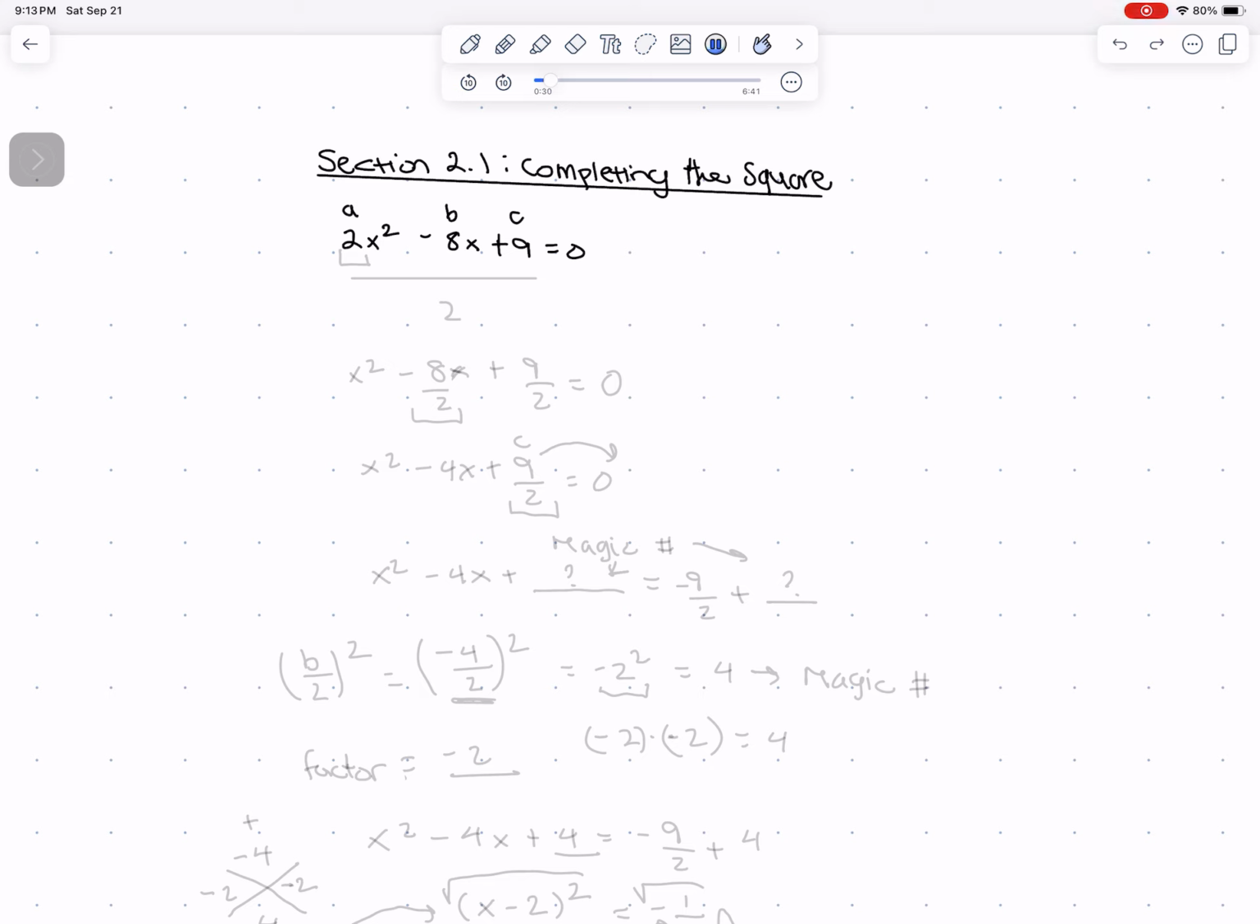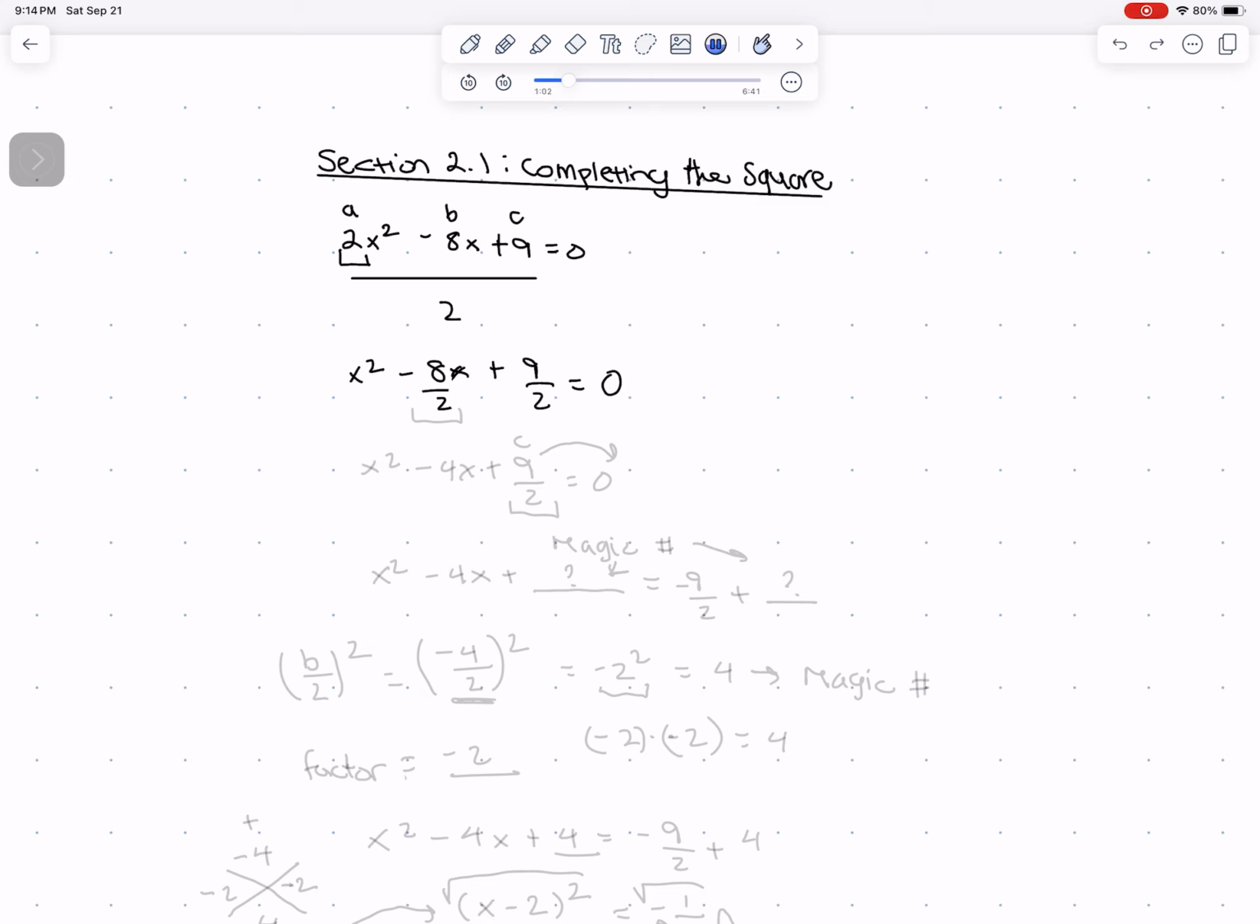So remember, anytime we have a variable in the a position in front of the x squared, I do not want it to be there. I want it to go away. So I'm going to divide my whole thing again by that 2. So bye-bye to that 2. That means x squared minus 8x over 2. It's technically just 8 over 2, not the x. The x isn't underlined. And then plus 9 over 2 equals 0.